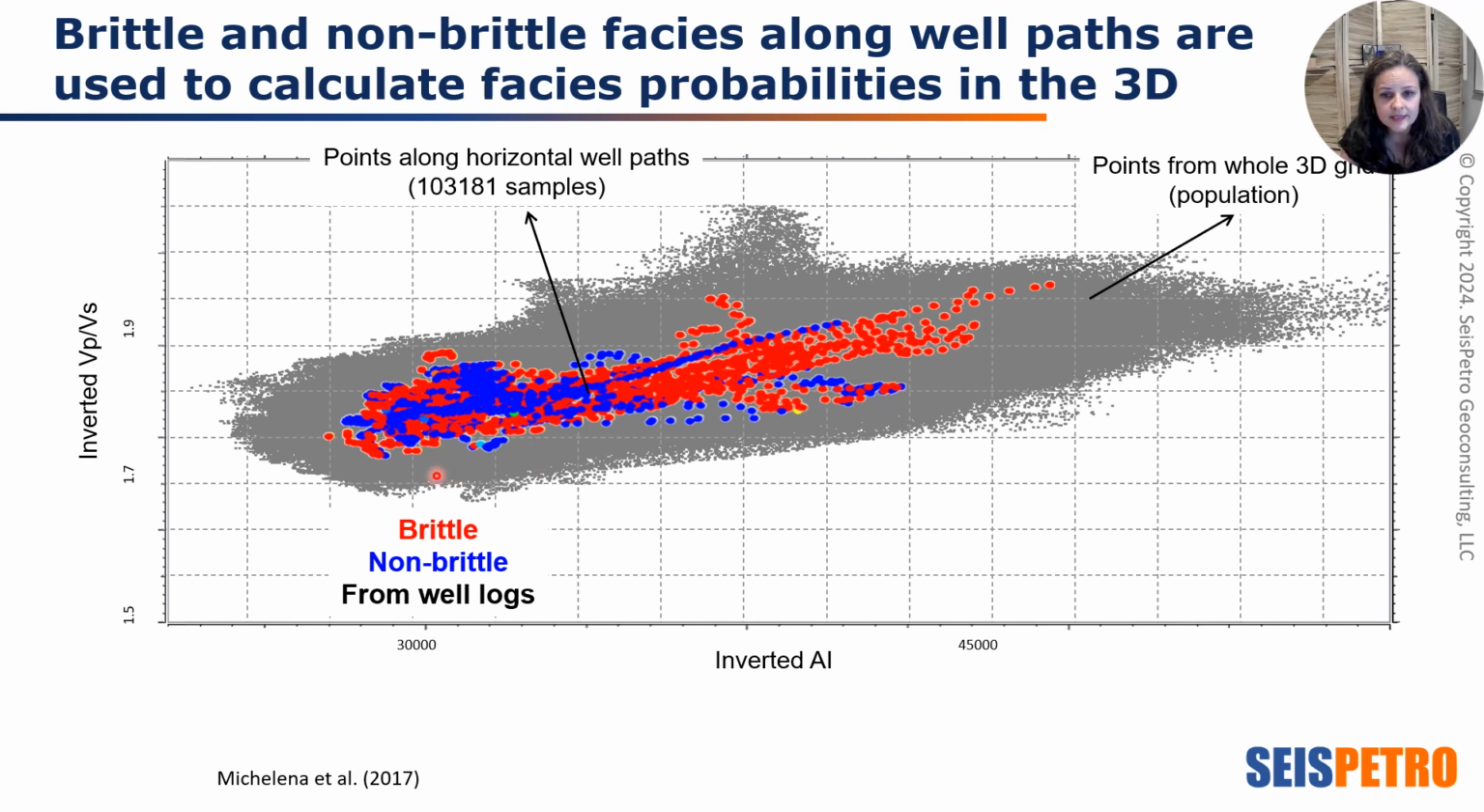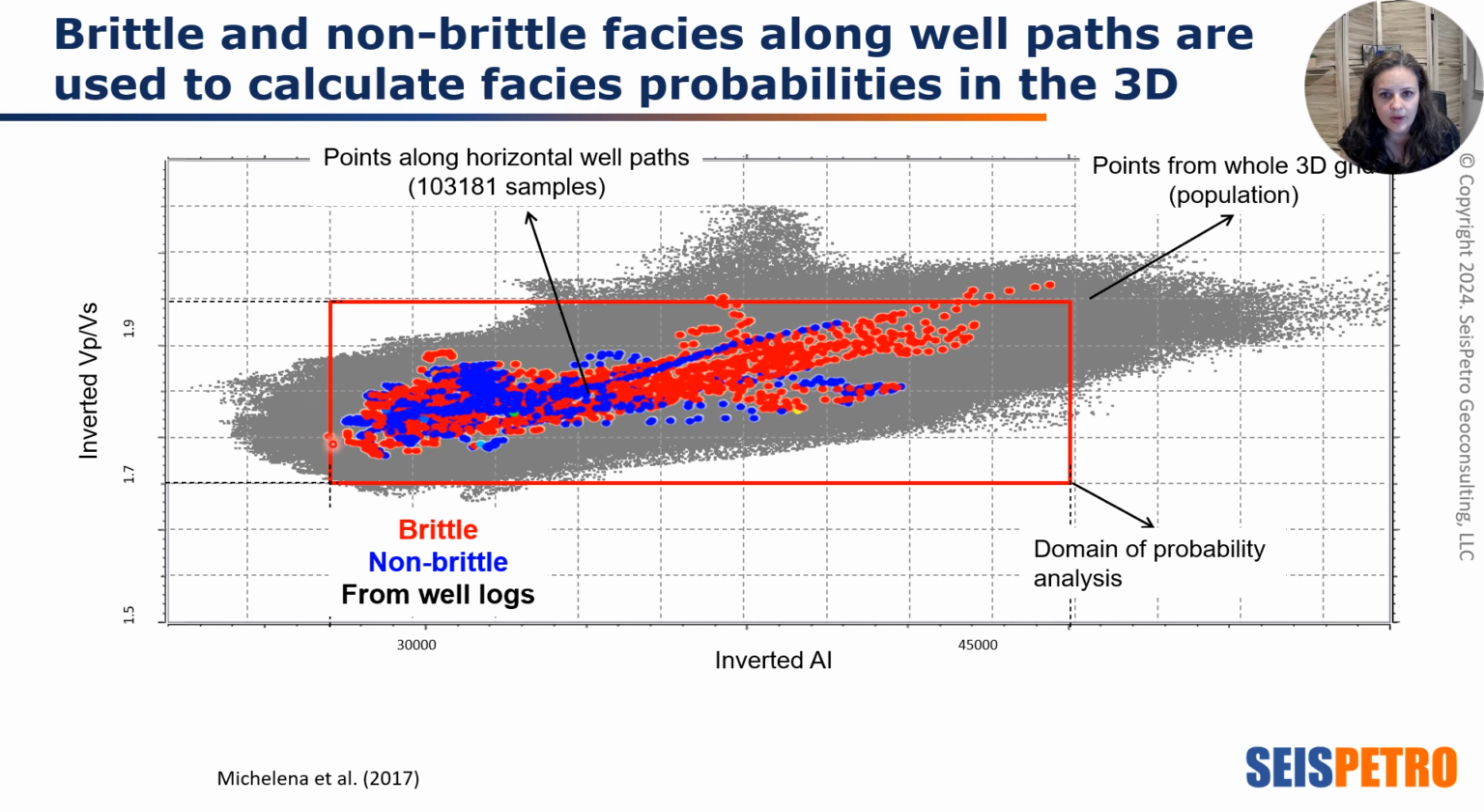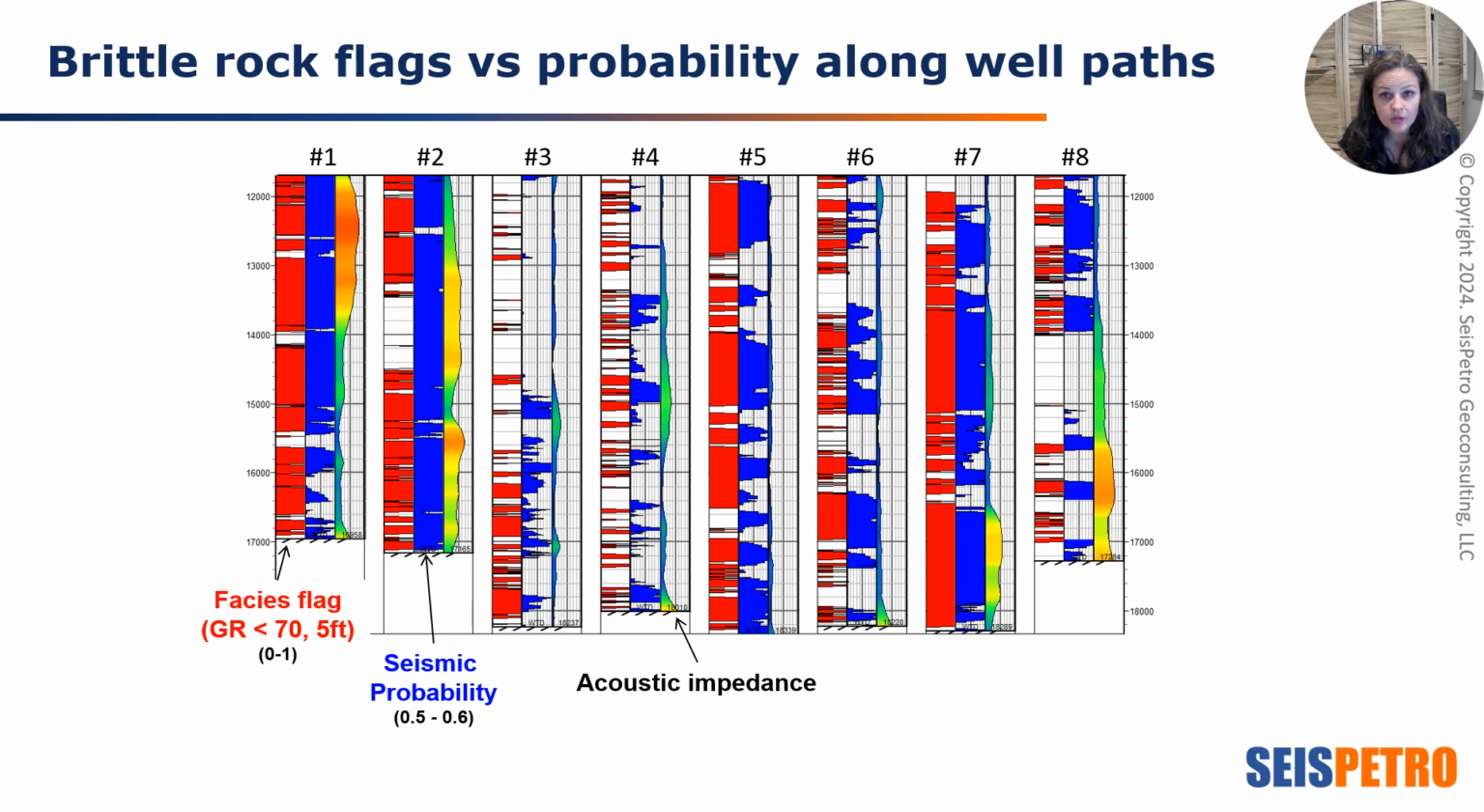We can see that the seismic data goes beyond the range of data covered by the well data. So that's what we call the domain of probability analysis. In our workflow, we use certain interpolation and extrapolation rules to handle the cases outside the domain of probability analysis, which are not relevant for this presentation. After we run the algorithm, we can determine the facies along the wells and in the entire seismic volume.